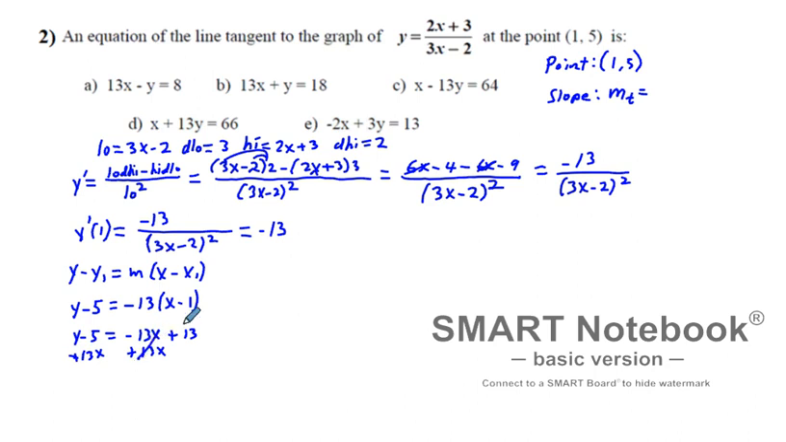And then we have y plus 13x minus 5 equals 13. And then if we add 5, we get y plus 13x equals 18. And we have that up here. That's choice B. Let's go on to problem 3.